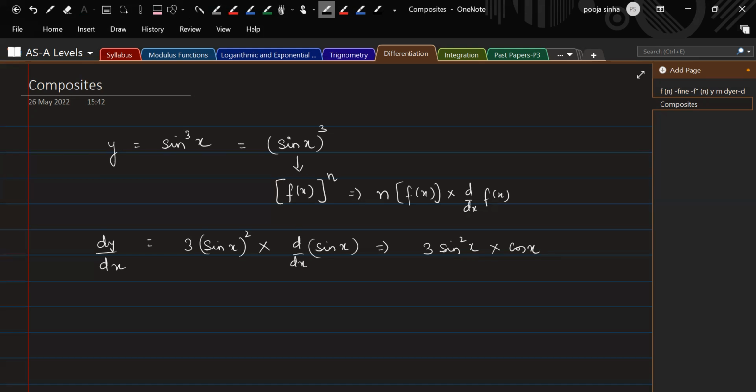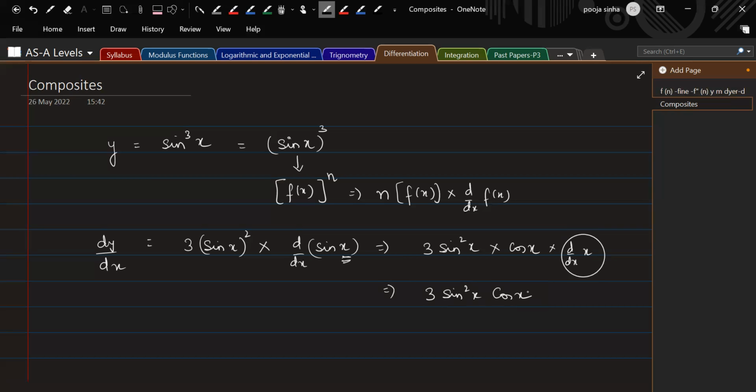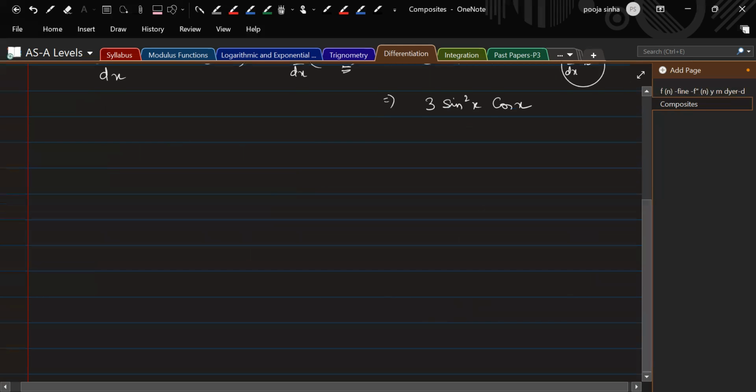We don't have to multiply anything with that. हाँ, अब देखो यहाँ पर क्या था? d by dx of sin x था, तो multiplied by d by dx of x, correct? That is only one. So the final answer is 3 sin square x into cos x. That's it. That's the final answer. Which clear हुआ? This is when we have composite functions का differentiation. That's the first question.